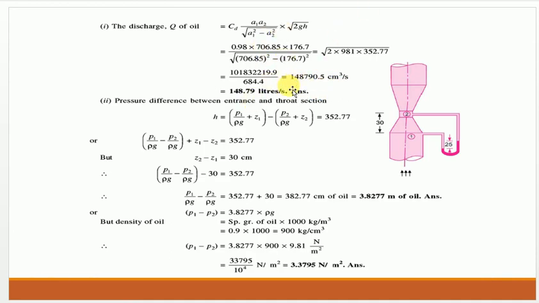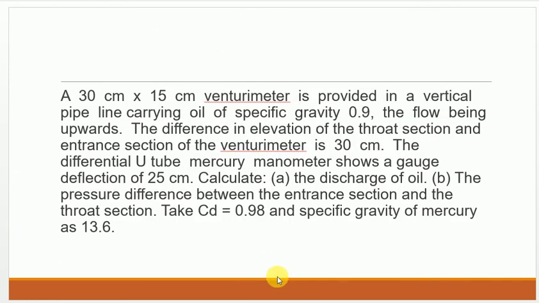So the value comes out to be 148,790.5 centimeter cube per second. To convert it to liters, we divide by 1000, because 1 meter cube is equal to 1000 liters. That's the standard conversion. So from that we can restructure these values.